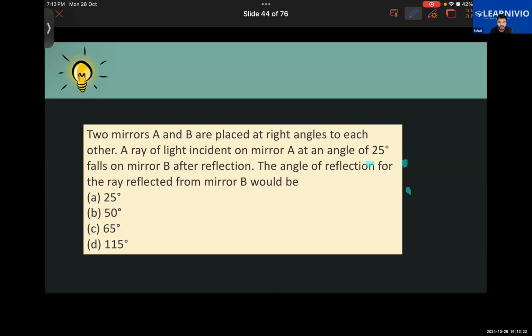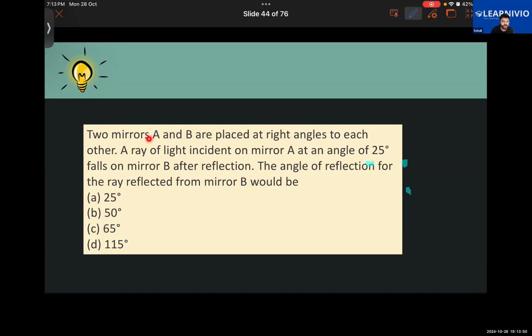I'm sorry to interrupt. So for this question, how are the mirrors placed? I don't quite get it. No, this question is not about multiple reflection actually. If you see, angle of reflection is being asked here. Yes, but how are the mirrors placed? At right angles, at 90 degrees.